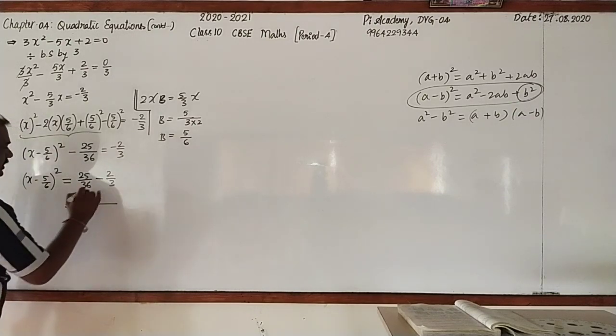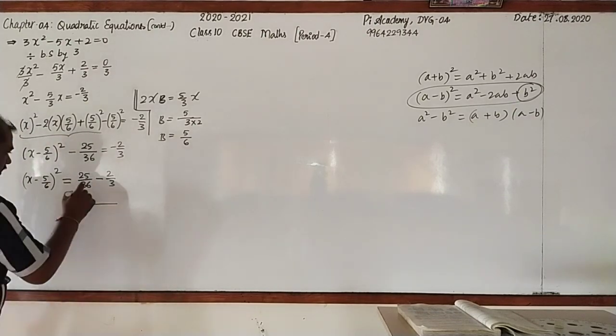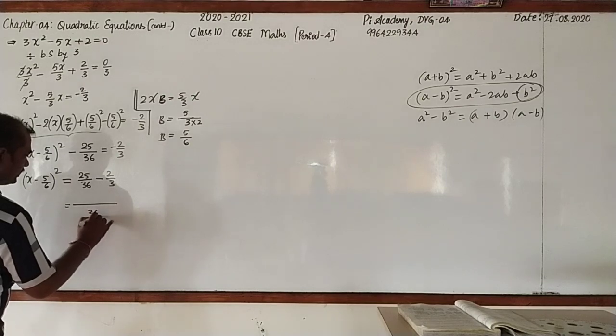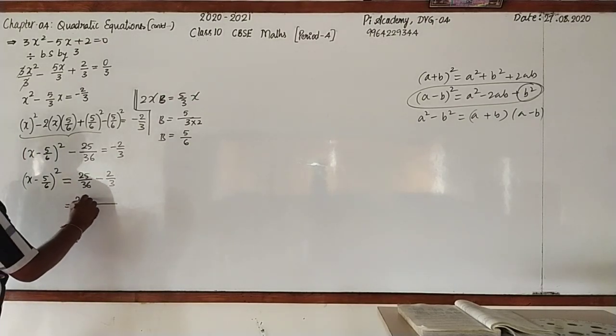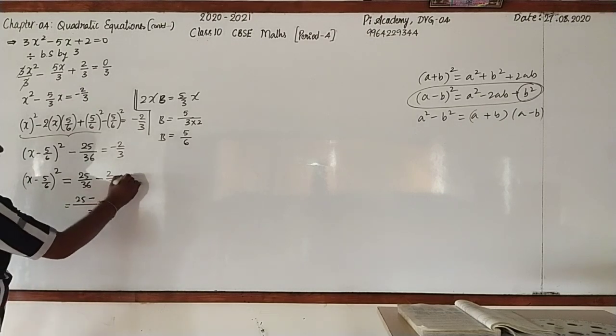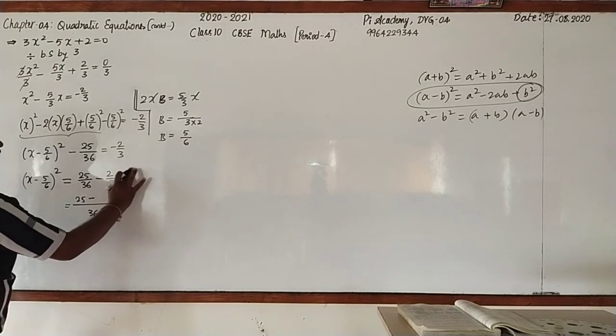It's equal to, take the LCM. How much? It is 36. Multiply 36 with the first term, gets cancelled, 25. Minus 36 with the second term, 3 into 12, 12 2s are 24.